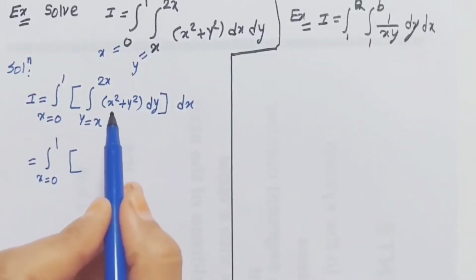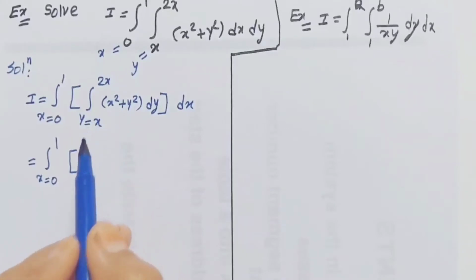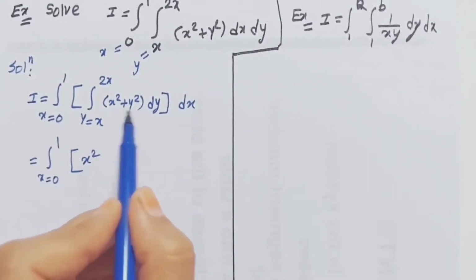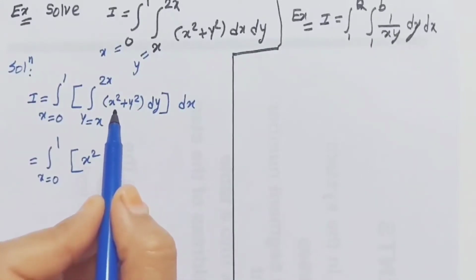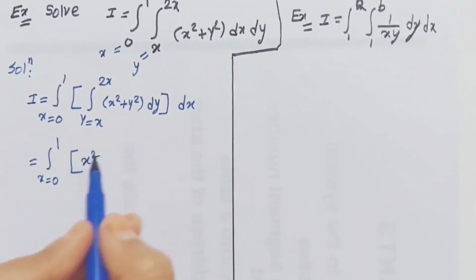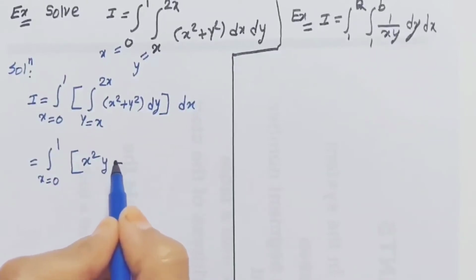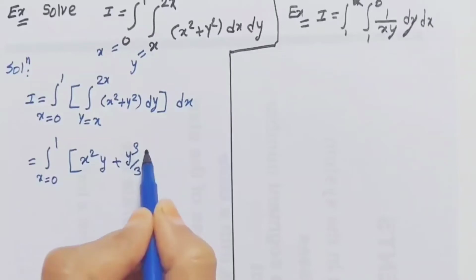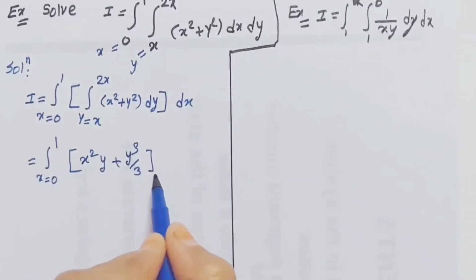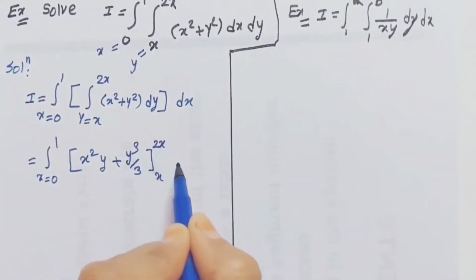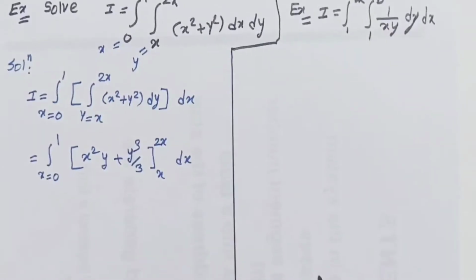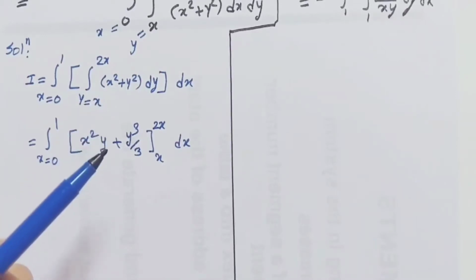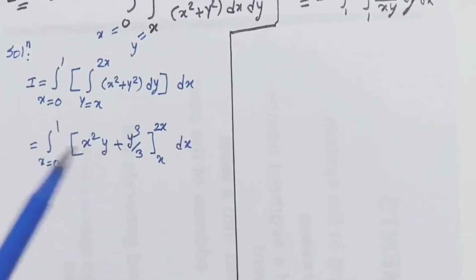So this is an addition of terms. If we integrate x square, x square is constant, so x square comes outside, and remaining is dy, because the bracket opens here. So x square outside, integration of dy is y, plus integration of y square is y cube by 3. Limit of this variable is x to 2x, dx. Here put upper limit minus lower limit. We have to put the upper limit and lower limit in the same variable with which we integrated.